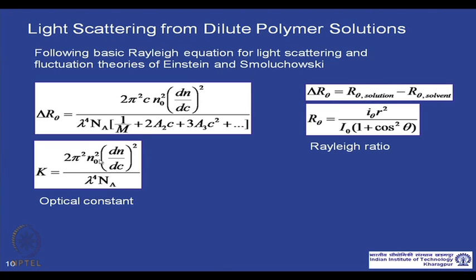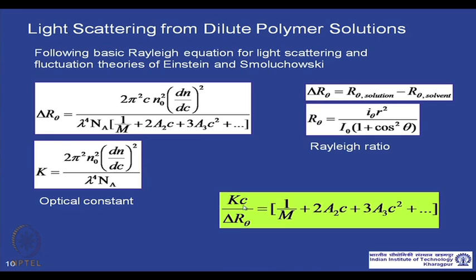For the experiments, we know n0, the solvent refractive index; dn/dc, the specific refractive index increment for the solute; lambda, the wavelength of the incident light; and N_A, the Avogadro number. So, we know all these terms, and we define a term called the optical constant K as this, to make the expression simpler. So, finally, we can get an equation like this.